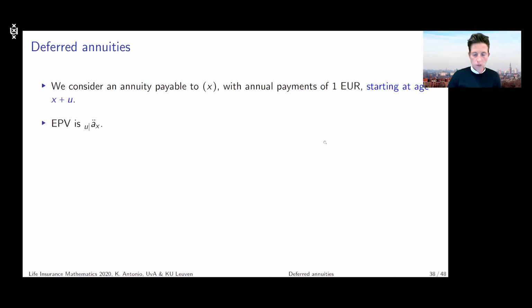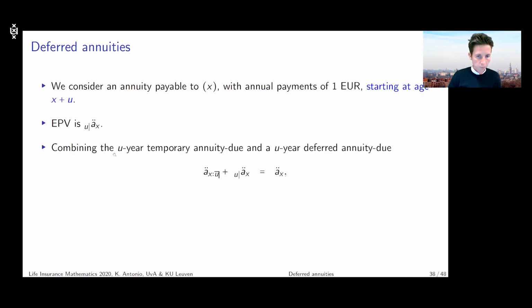The notation is U bar. So again, for the U years of deferment, A double dot X. And what we can see is that if we combine the U year term annuity due with this U year deferred annuity due, then again, we've got a whole life annuity due issued to an X-year-old, right? So that is something we could also write down using our summation formulas. I'll do that in a minute.